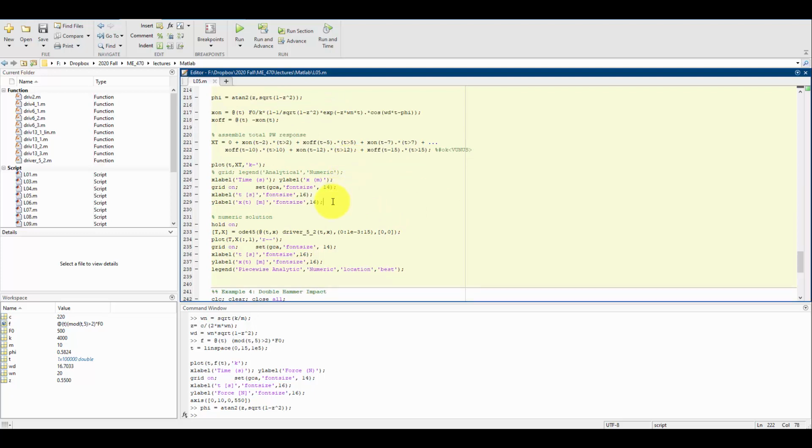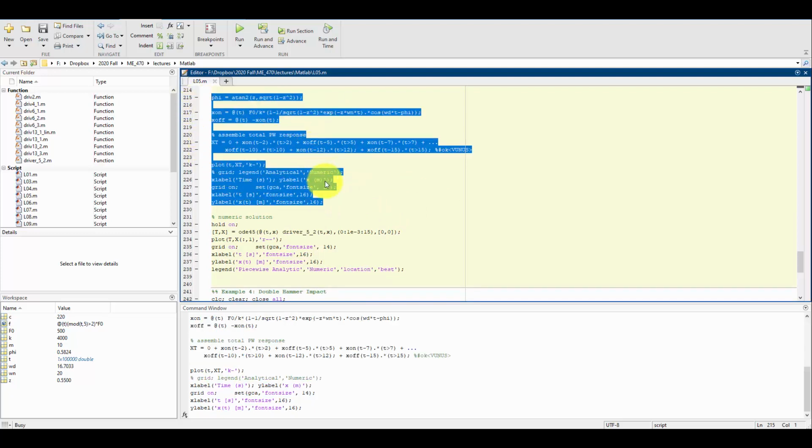So let's plot the analytic solution so far. This is from the aggregate.